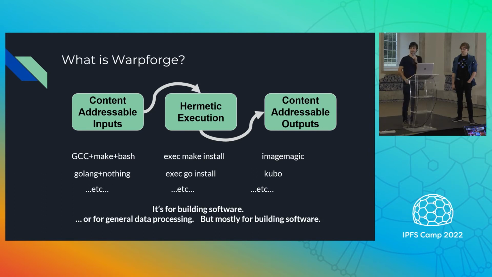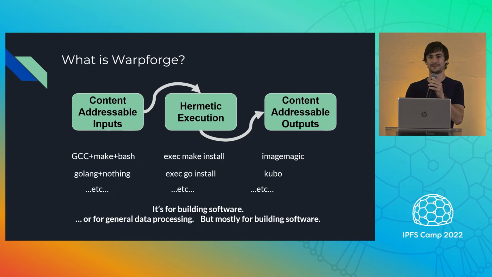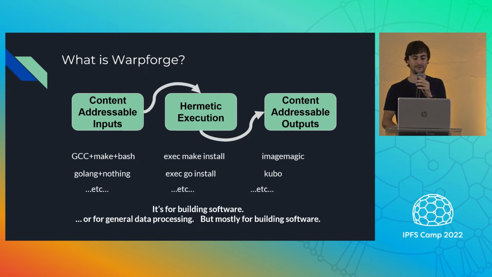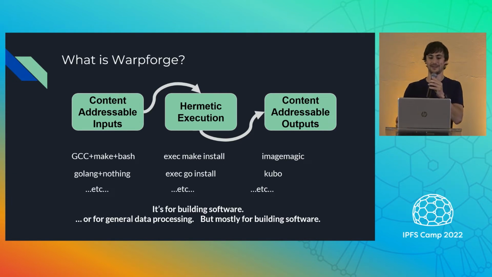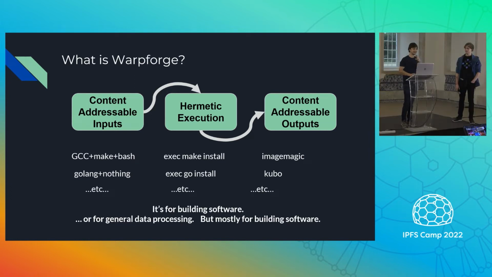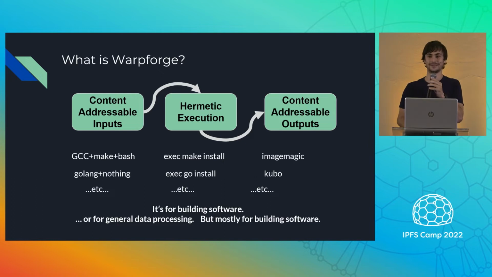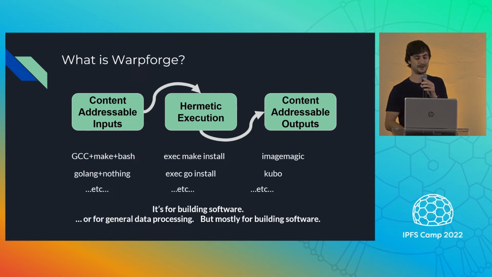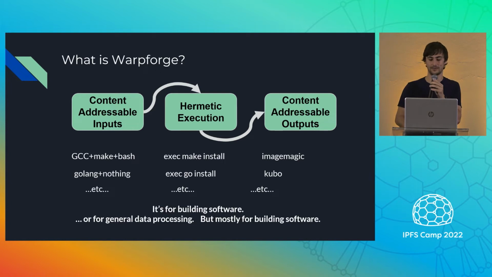And in terms of what this is for, these inputs tend to be things like the tools you're going to use to build software. So things like GCC, Make, and Bash if you're building classic Linuxy binaries. Something like Golang and, well, nothing else because Golang is pretty self-sufficient. Maybe it's a Rust tool chain, maybe it's Python, something along those lines, as well as any library code that you're going to need to build the tool.